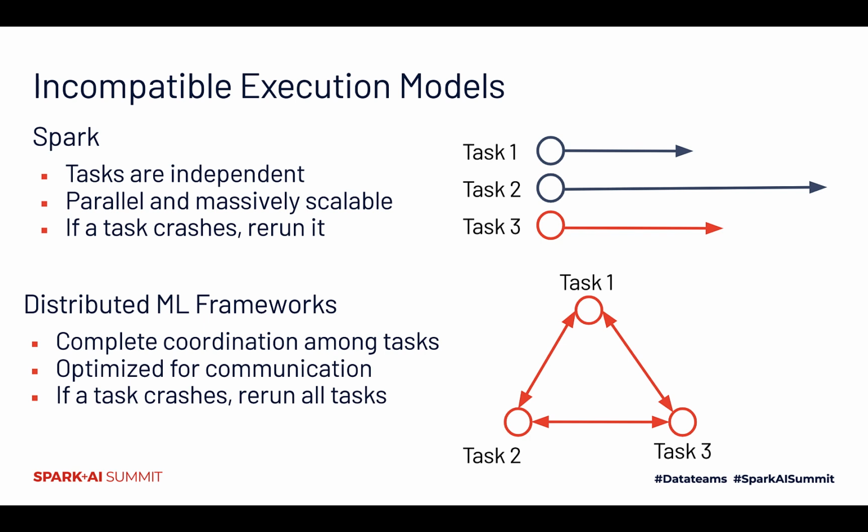works. In TensorFlow, the tasks all run and talk to each other and exchange information. There's a lot of coordination between tasks, and we have a lot of optimization, and therefore if one task were to crash, we would have to rerun all of the tasks. So how do we take a framework like TensorFlow and make it work in Spark?